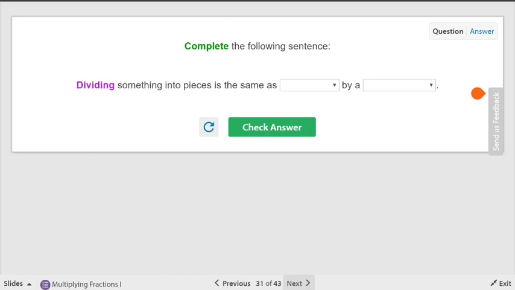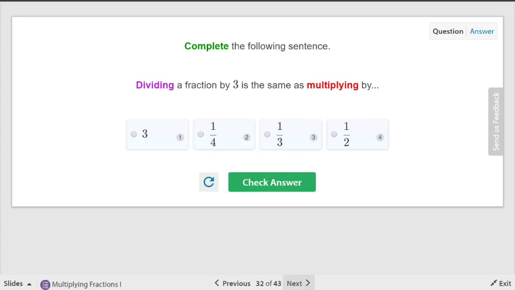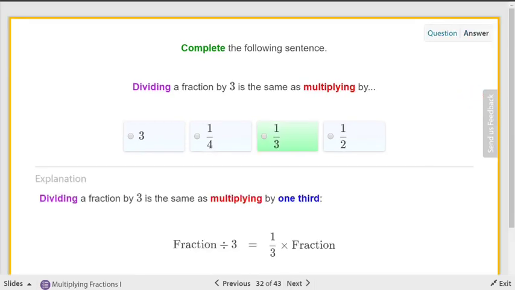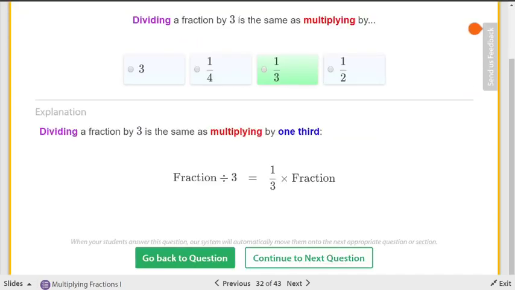All right? Dividing something into pieces is the same as, what do you think? Multiplying by a what? Fraction. There you go. Good deal. Dividing a fraction by 3 is the same as multiplying by what? 1/3. There you go. Remember, divide by 3 is the same as multiply by 1/3. Okay?